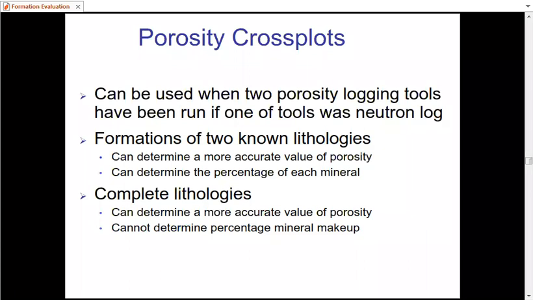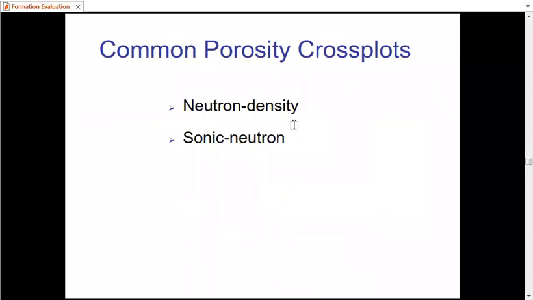lithologies. You utilize it to consider the accurate value of porosity, and the percentage of mineral makeup. So the common porosity crossplots are neutron density or sonic neutron.